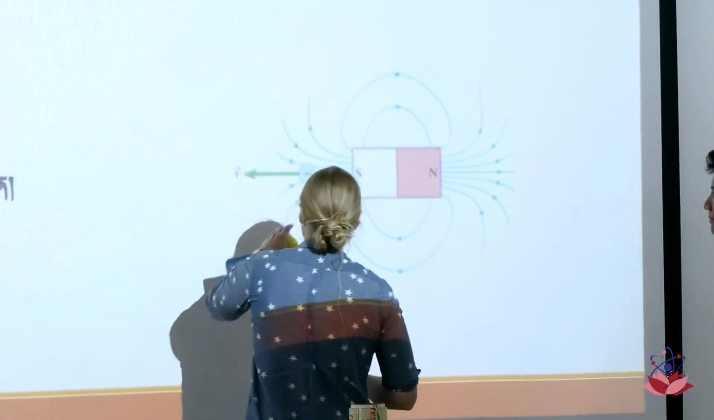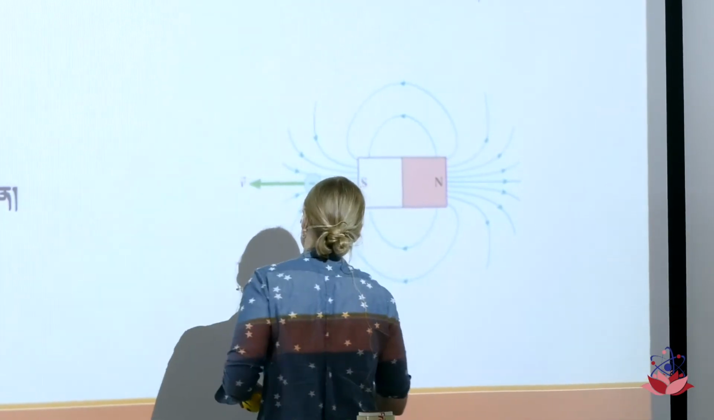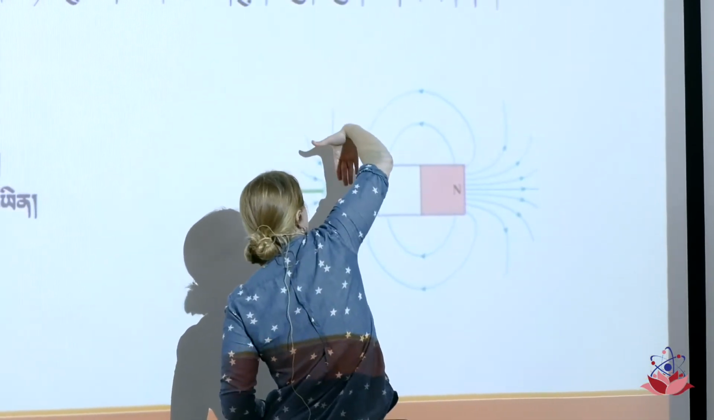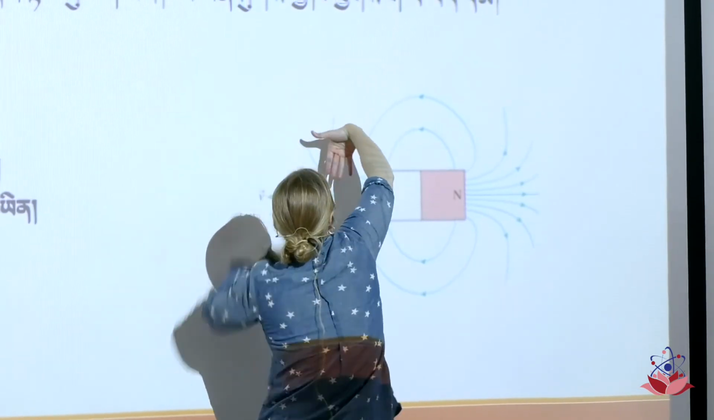Yeah, so if I wanted to do this point, what would I do? So the field is not going to be like this, but it's going to be like this, right? If I were to be up here.